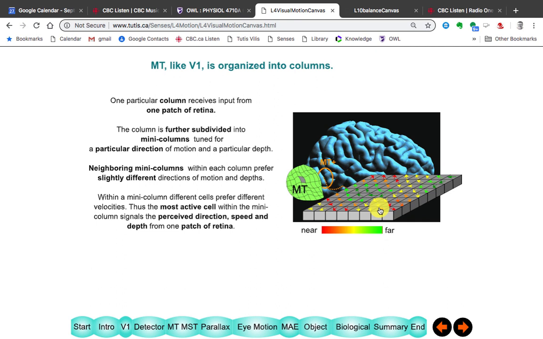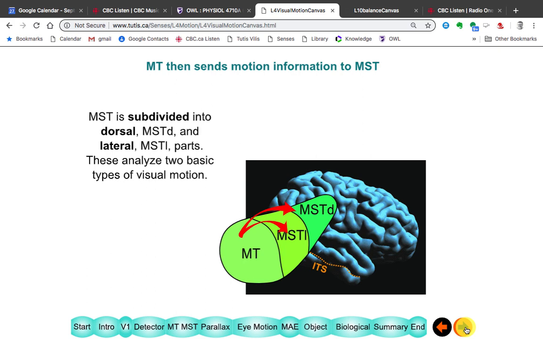So it's a particular set of neurons that gives you that sense. Now, beyond MT, there's two areas. That's why this place was called MT plus. Because MT plus contains both MT itself and something called MSTL, which is the lateral part of MST, and the dorsal part of MT. So a lateral and dorsal part.